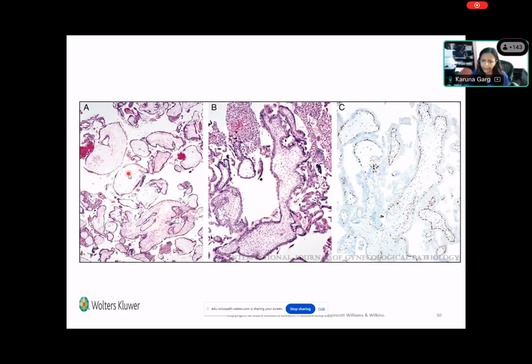You can see the villi are enlarged, they are hydropic. You can see trophoblastic inclusions. You can even see areas of trophoblastic proliferation. So it's going to look like a mole for all the world when you look at it under the microscope. And the P57 will of course be retained because this is not a complete mole.